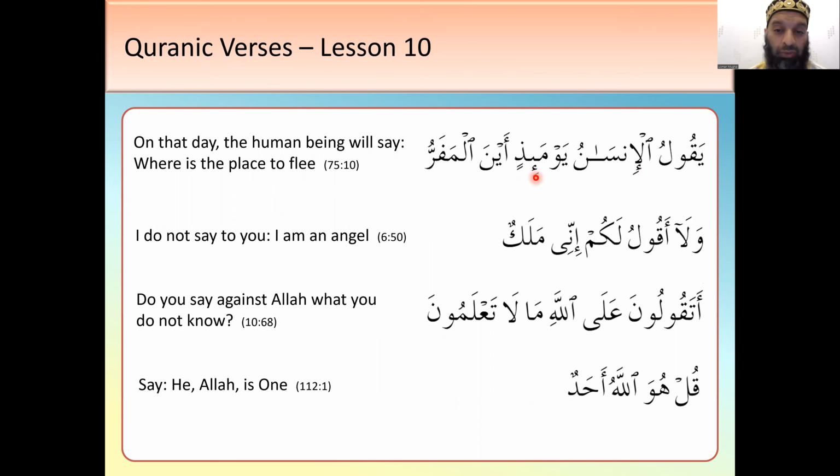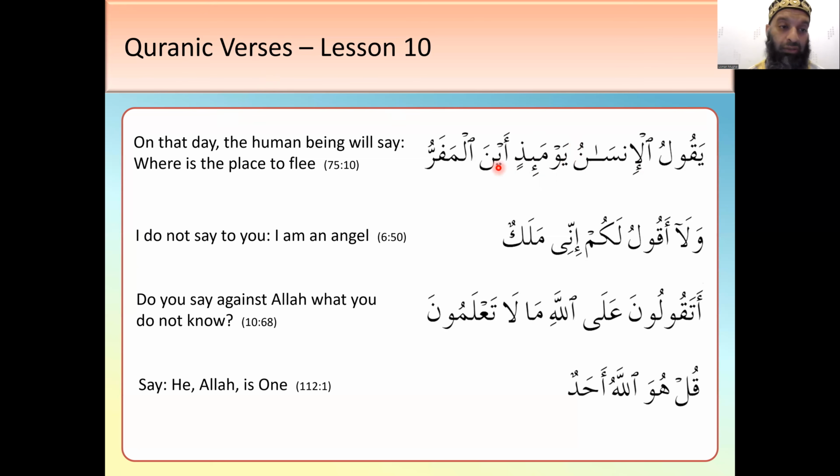Yawma idhin. We did yawma idhin. Not the day of, but on that day. I hope in my slides it's written on that day. I think it is. On that day, yawma idhin. You can see the word yawm: ya, waw, mim, yawm. You know yawm means day: Yawmul Jumu'ah, Yawmul Qiyamah, Yawm al-Fath. So yawm means day, and idhin altogether makes it on that day.